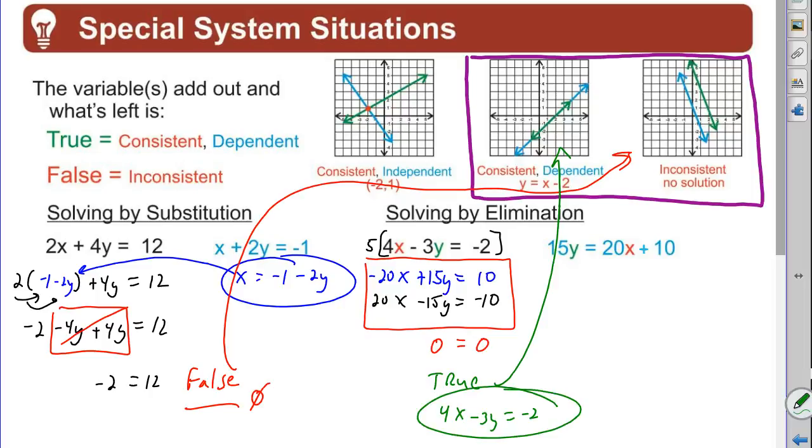Okay? So special situations. Hey, if your variables add out, if what's left is true, it's going to be consistent and dependent. They're the same line. You write the equation of the line. If what you have left is false, they are inconsistent, no solution. All right, that's the idea.